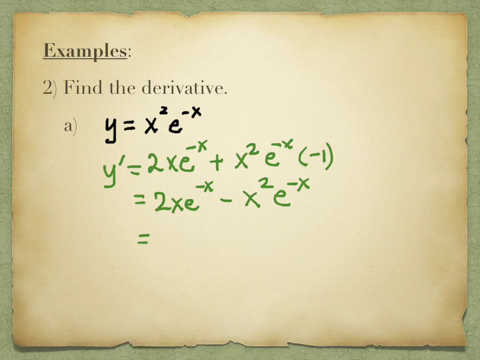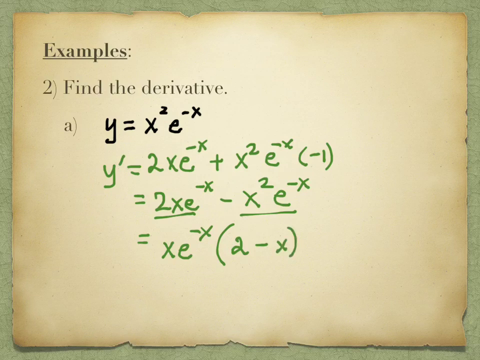So what in the world do these two terms, here and here, have in common? They have an x and they have an e to the negative x. They have both those things, don't they? So if I take x e to the negative x out of the first term, which was 2x e to the negative x, what do I have left? 2. And with the second piece, what do I have left? X. And the subtraction sign still remains between them.